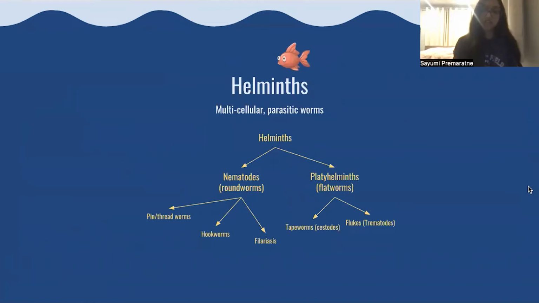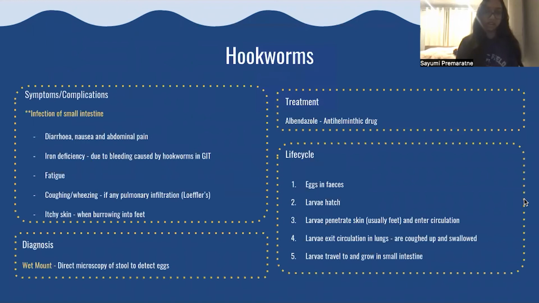So now in terms of helminths or parasitic worms, there are two big categories, roundworms and flatworms, and I'll talk about each one underneath there. So the first one is hookworms. The symptoms are going to reflect the fact that hookworms infect the small intestine, so mainly GIT things like diarrhea, nausea, abdominal pain.